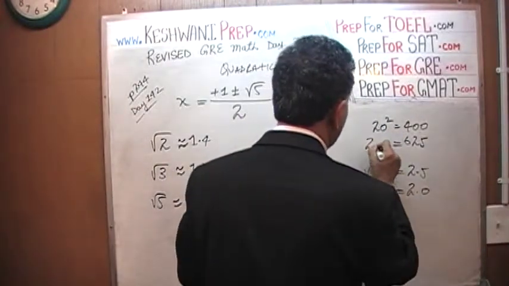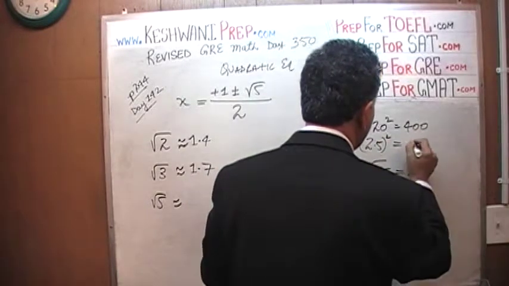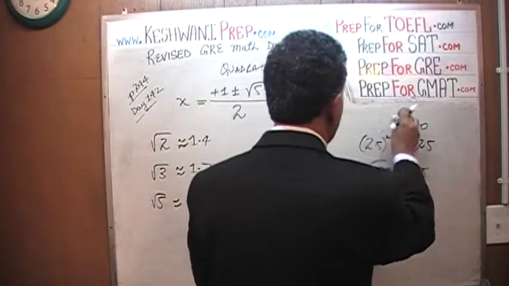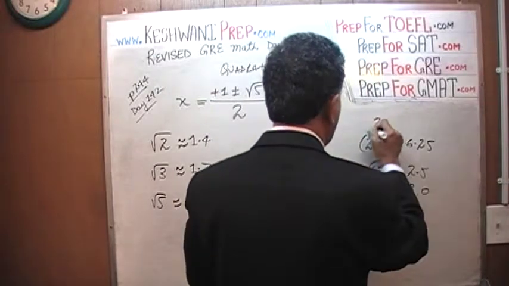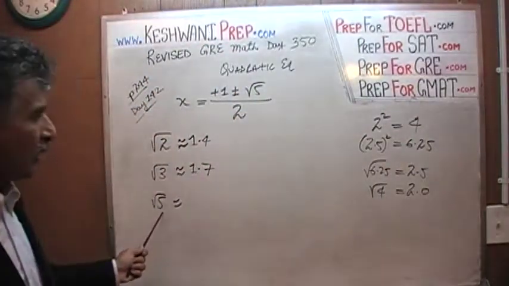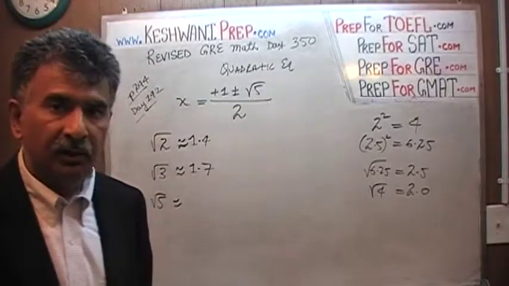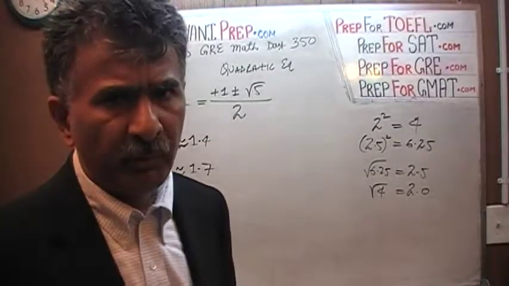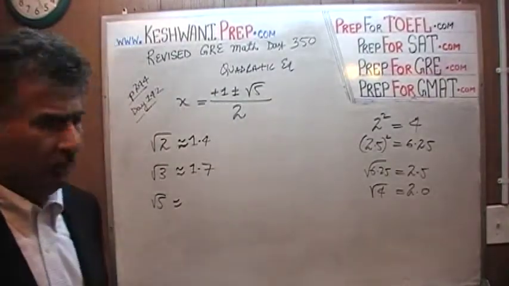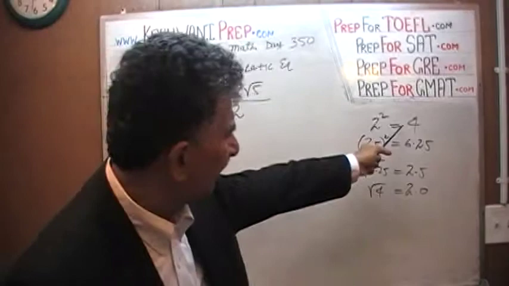The square of 2.5 is 6.25. And the square of 2 is just 4. Therefore, the square root of 5 has to be between 2 and 2.5. I'm not going to waste the time doing 2.1 because 2.1 to me looks very close to 2. We are somewhere in the middle between 4 and 5. This is 5. You see, this is almost halfway there.